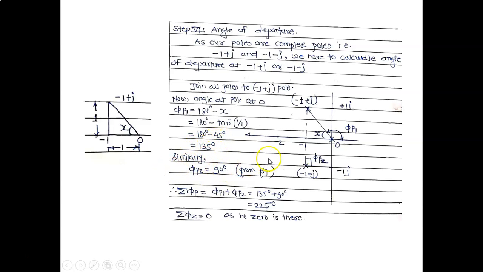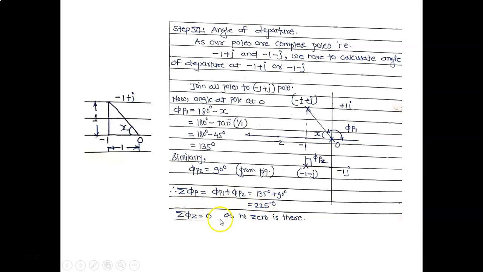Similarly phi p2 is equal to 90 degree, because we have joined this pole with this pole, therefore the angle of this vertical line with respect to horizontal is 90 degree. Phi p2 is 90 degree. Therefore summation of phi p is equal to phi p1 plus phi p2, which is equal to 135 degree plus 90 degree, which is equal to 225 degree.